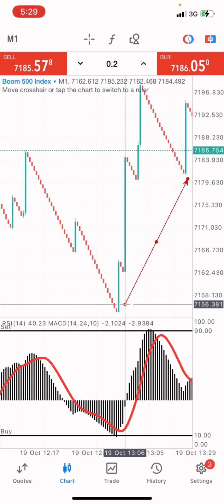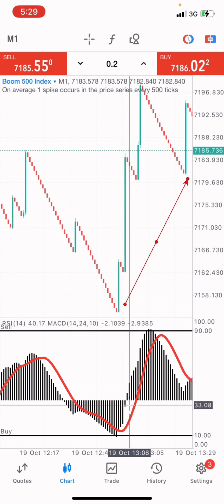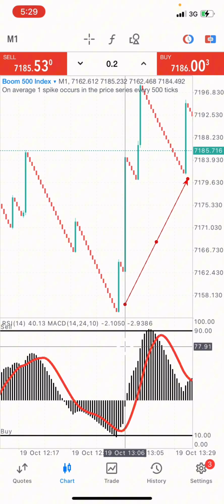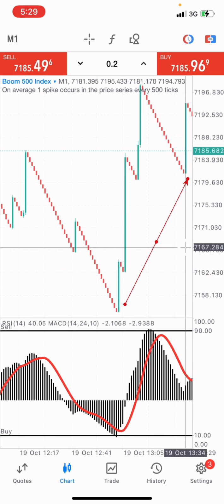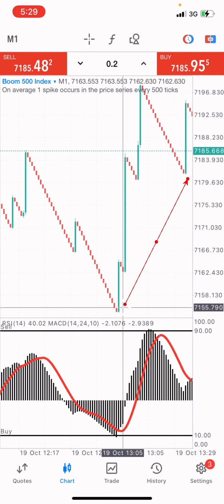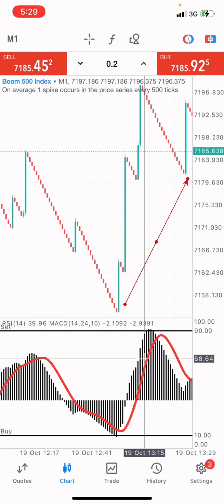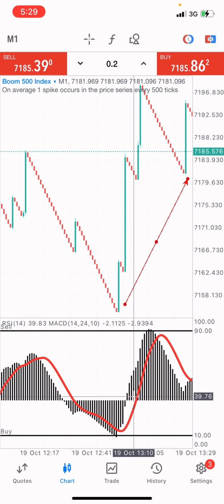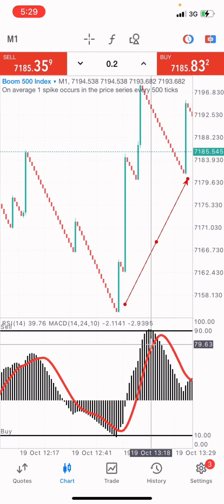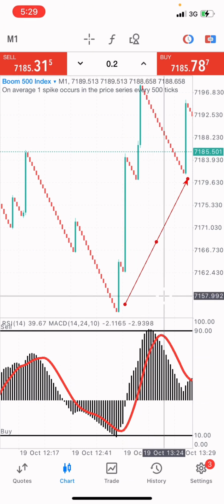Trace it down with me. You can see that at this point right here, the MACD started creating an upward trend, started going upwards, and there was a lot of spikes. You can see. So when there's an upward trend of the MACD, you want to avoid placing a sell on the boom. You want to avoid placing a sell whenever there's an upward trend of the MACD, because the market will spike. So what you want to look for is a possible buy entry, not a sell.